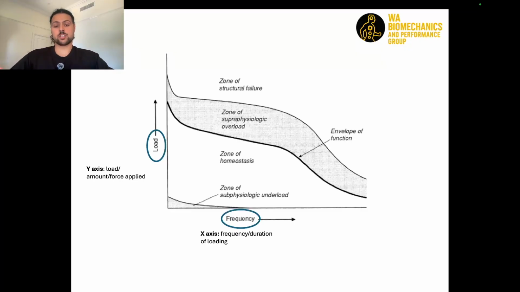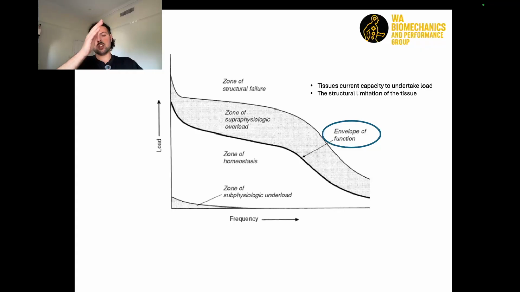So on the y-axis, we've got load, and that's the amount of force applied to a structure. And then on the x-axis, we have frequency, which is the frequency or duration you're loading that structure. Then we have the envelope of function line, and this is the tissue's current capacity to undertake load. Okay, so the structural limitation of that tissue.